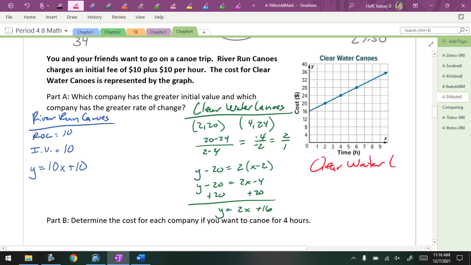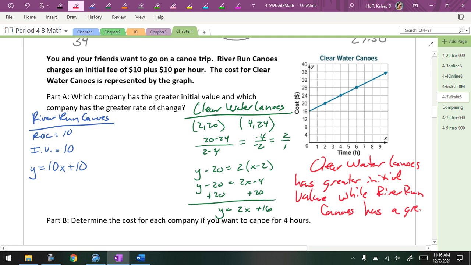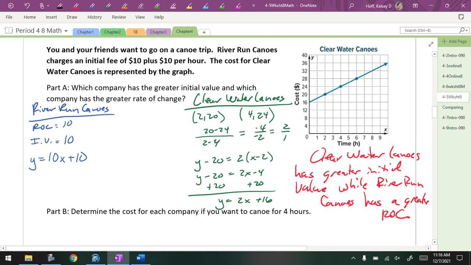Clearwater Canoes has greater initial value while River Run Canoes has a greater ROC. I'm fine if you shortcut ROC.